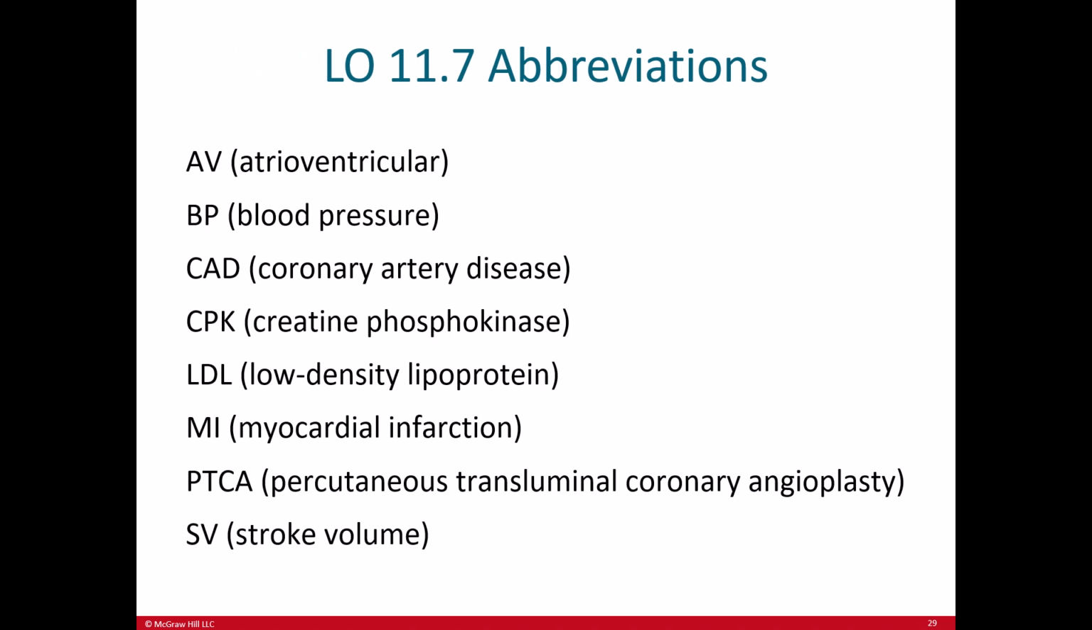Learning Outcome 11.7, Abbreviations. So here you can see we have AV, arterioventricular, BP for blood pressure, CAD for coronary artery disease, CPK, which is creatine phosphokinase, LDL, low density lipoprotein, remember lipo is fat, MI, myocardial infarction, this is also known as a heart attack, PTCA, percutaneous transluminal coronary angioplasty, SV, stroke volume.